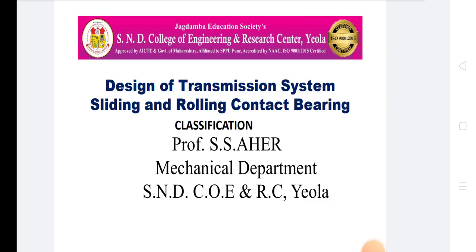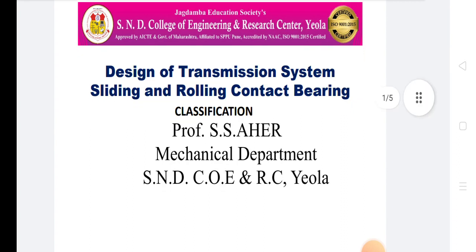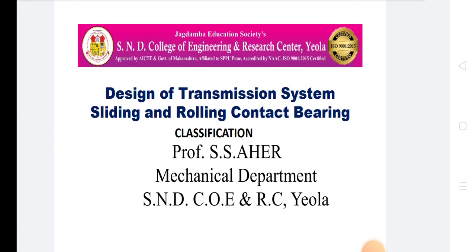There is a unit on sliding and rolling contact bearings. Today we discuss the classification of bearings. A bearing is a mechanical element which supports two machine parts and permits relative motion between them with minimum friction. It has two or more contacting surfaces and load carrying components.